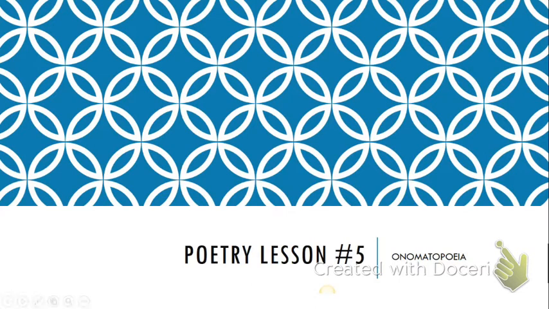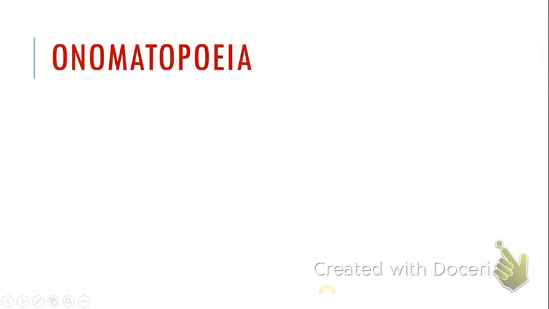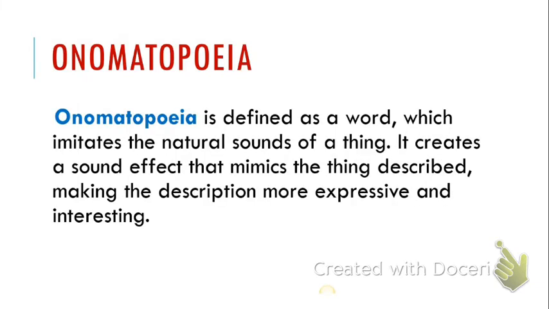Today we will be discussing onomatopoeia. An onomatopoeia is a literary device used in all types of literature, including poetry. So we will begin by defining onomatopoeia. Onomatopoeia is defined as a word which imitates the natural sounds of a thing. It creates a sound effect that mimics the thing described, making the description more expressive and interesting. So, in short, onomatopoeia is a word that imitates the sound of something.